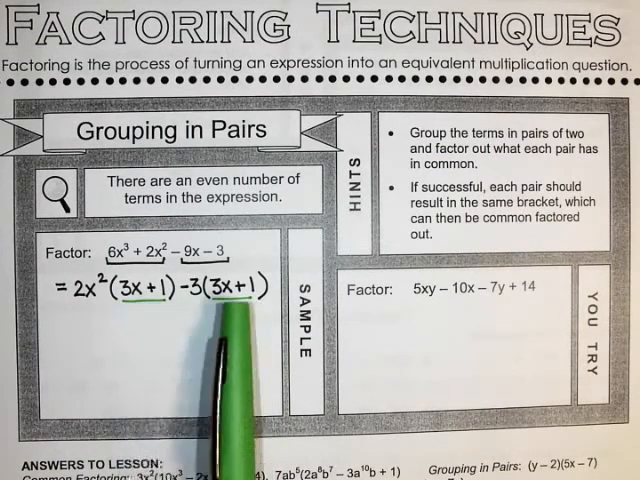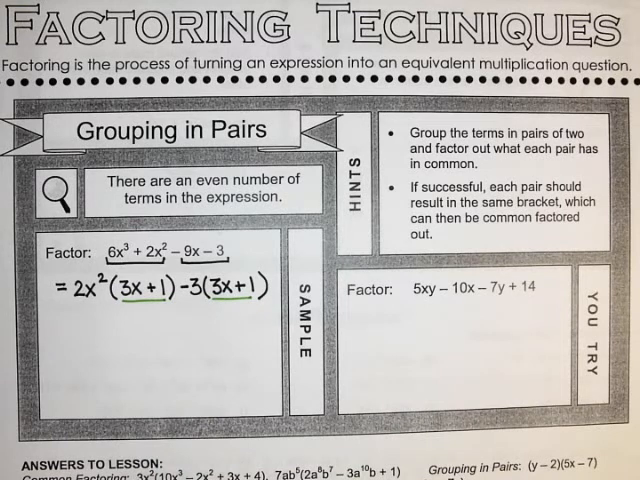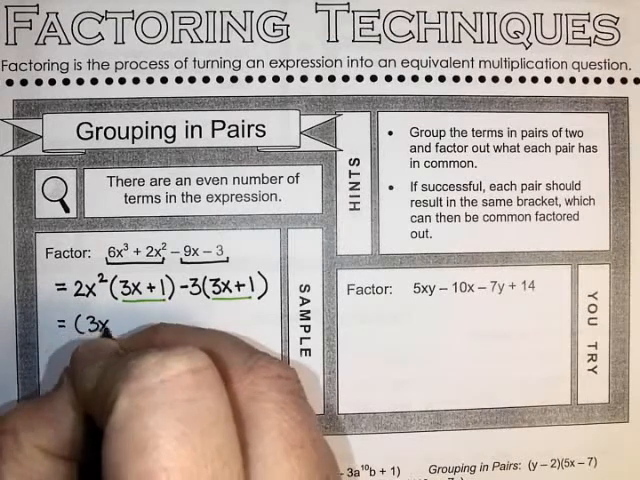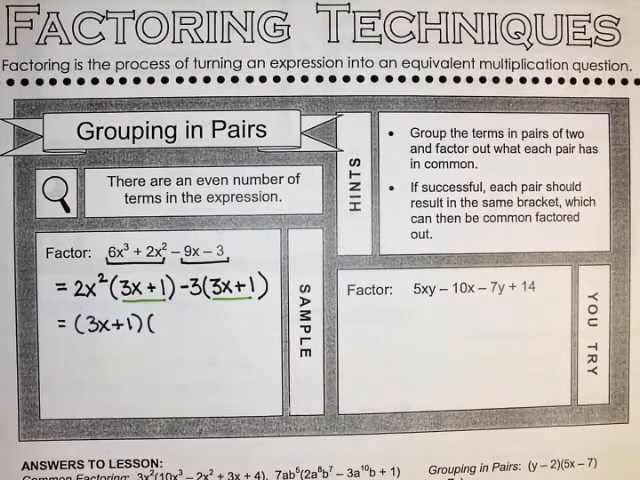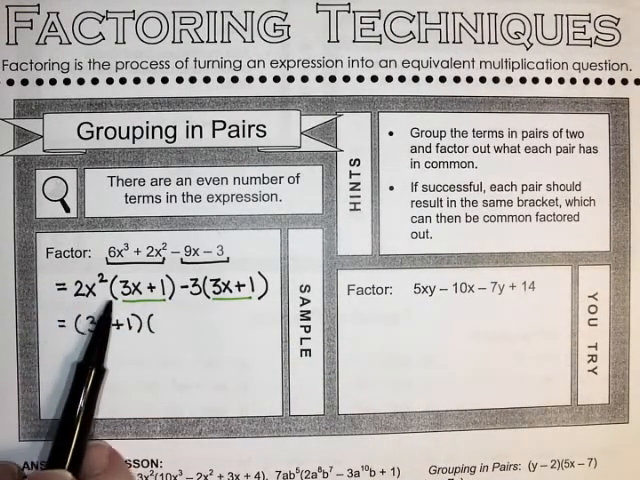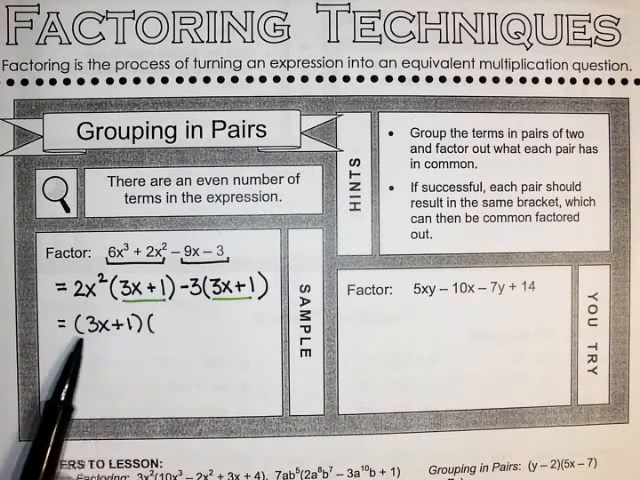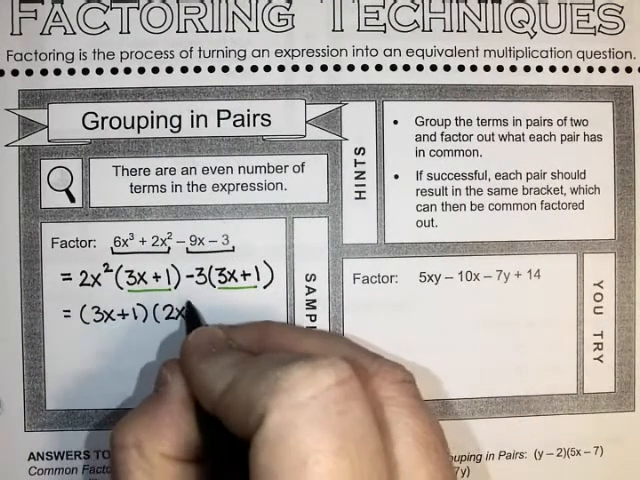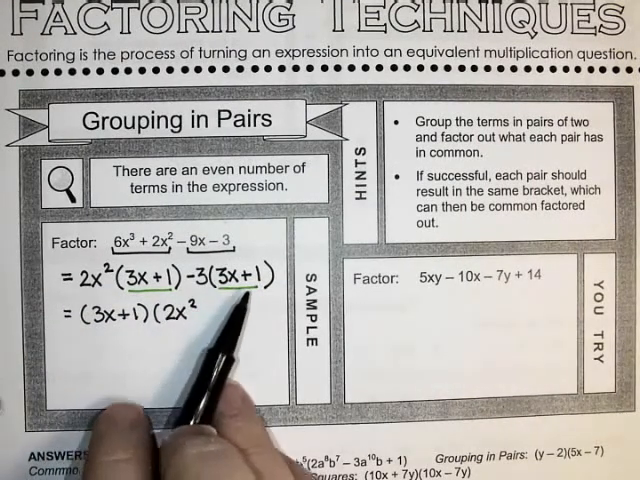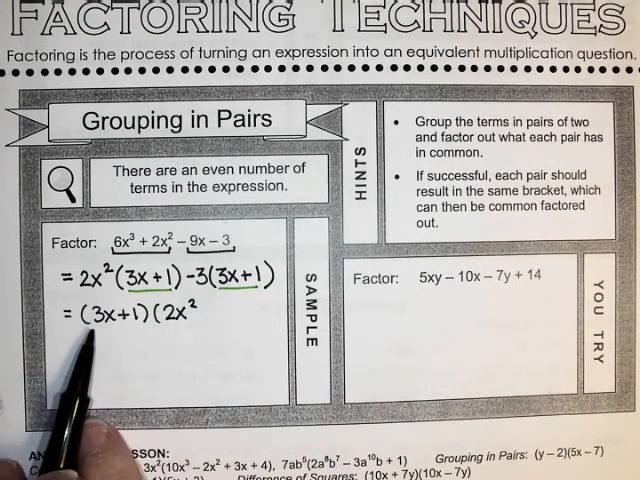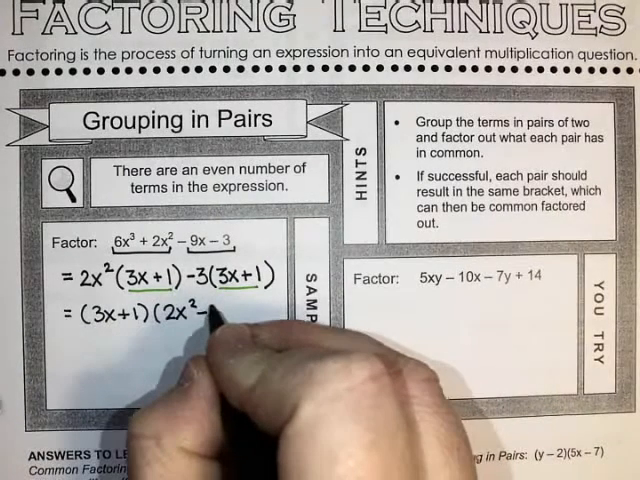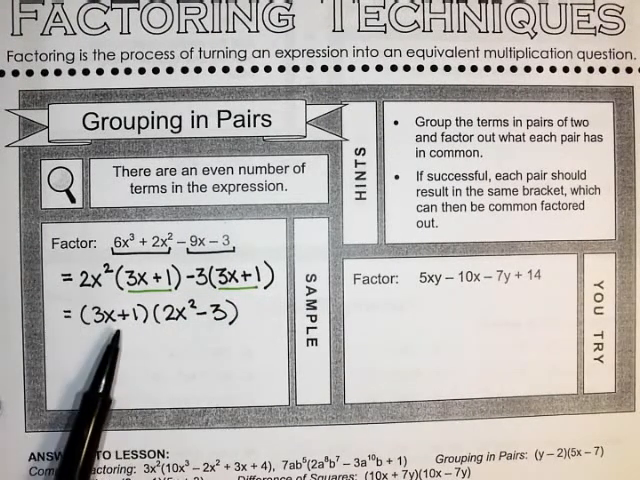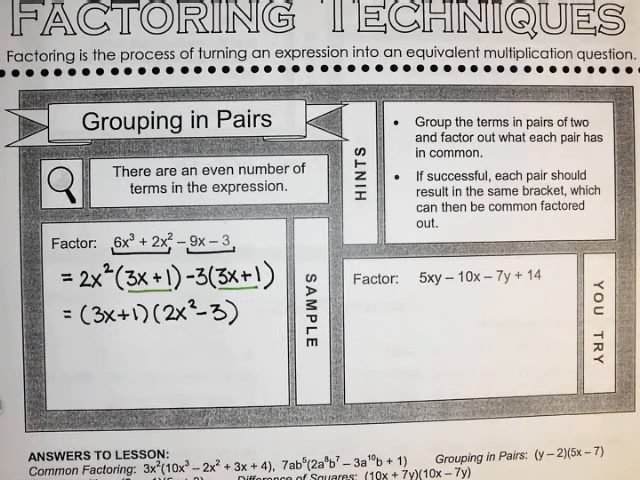So since I got the same bracket, I can common factor out that bracket and say this is 3x plus 1 times, well, 2x squared times 3x plus 1 divided by 3x plus 1. Those brackets would cancel out, and I would just have 2x squared. And then negative 3 times 3x plus 1, if I divide that by 3x plus 1, I just get left with negative 3. So this factored to the multiplication question, 3x plus 1 times 2x minus 3.